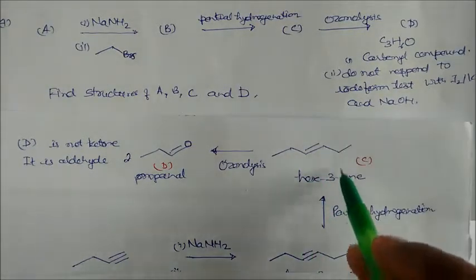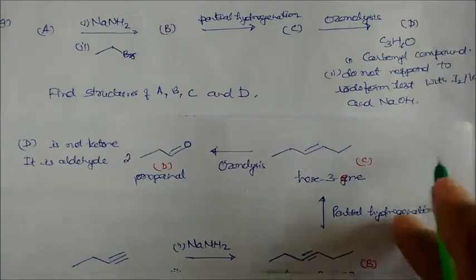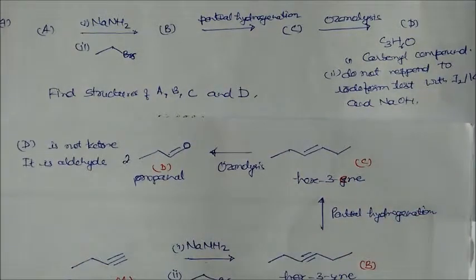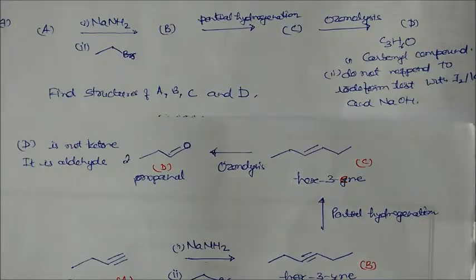So again, this is nothing but the partial hydrogenation of which compound? The compound should be hex-3-yne. So B is hex-3-yne. Again, this is produced from a compound by using the reagent sodamide and ethyl bromide. So definitely this compound must be your butyne. So butyne undergoes sodamide followed by ethyl bromide, and we will get this product.